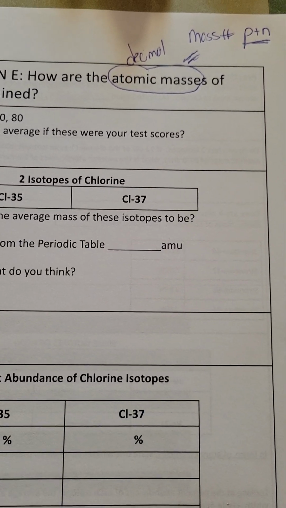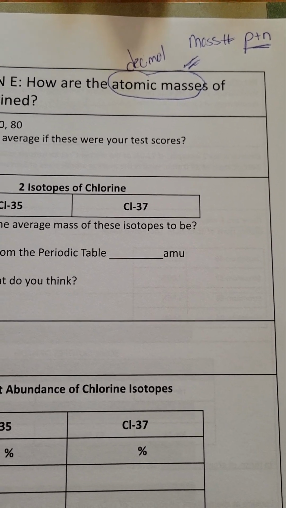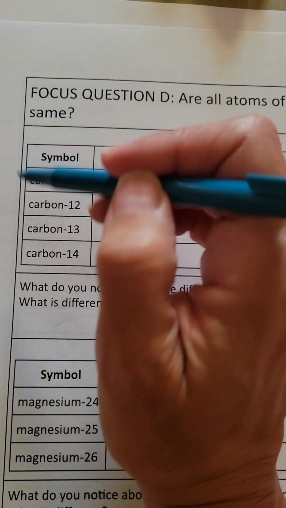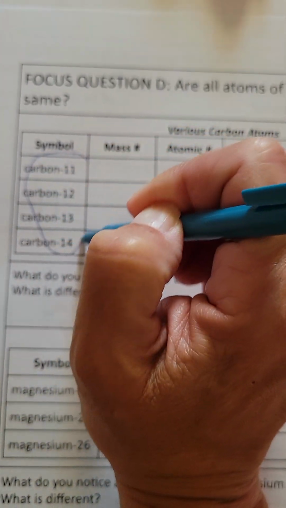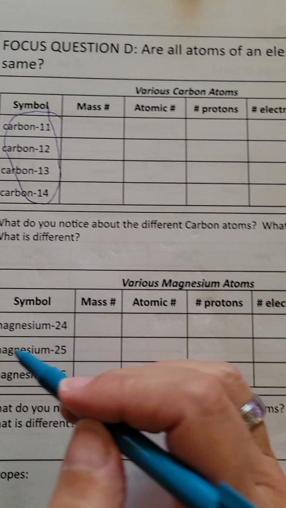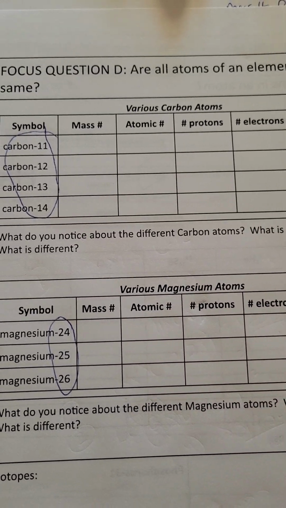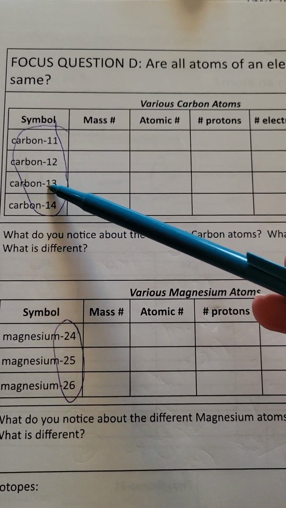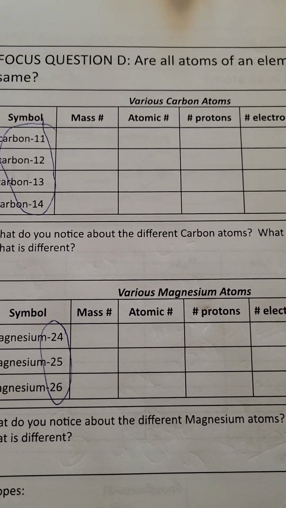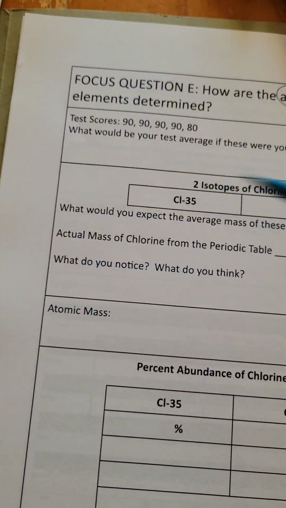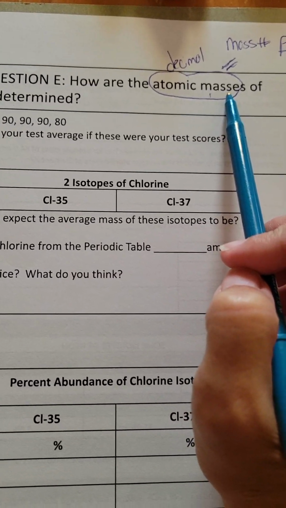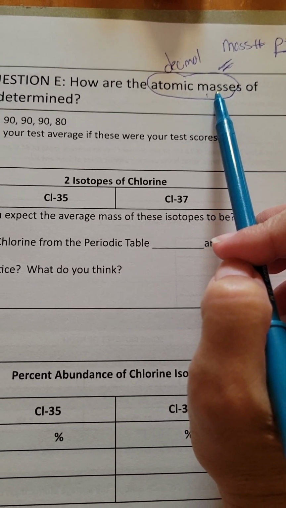And we learned yesterday that we do have isotopes of an element. Remember yesterday there were different types of carbon with different mass numbers and different types of magnesium with different mass numbers. All the same atomic number because they're the same element, but different mass numbers. So those different mass numbers create this atomic mass that's not an exact number but is a decimal. And so where does that decimal come from?